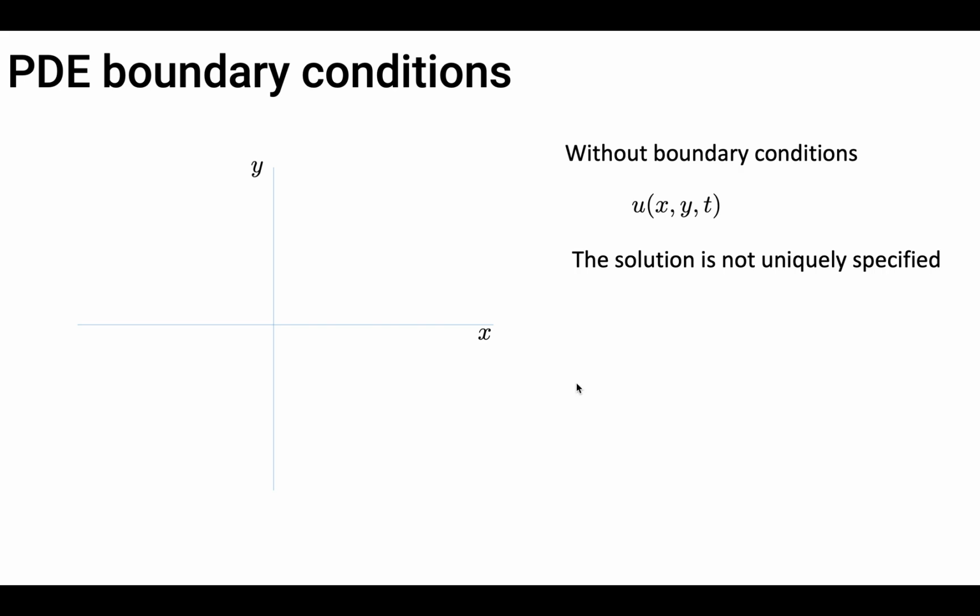Example of 1D wave equations. There are many possible solutions that satisfy that equation, like cosine of x minus ct, or sine of x minus ct. So without specifying boundary conditions, the solution is not usually uniquely defined. So we have, in general, an equation that involves a function and its partial derivatives, and we also have a domain of interest.